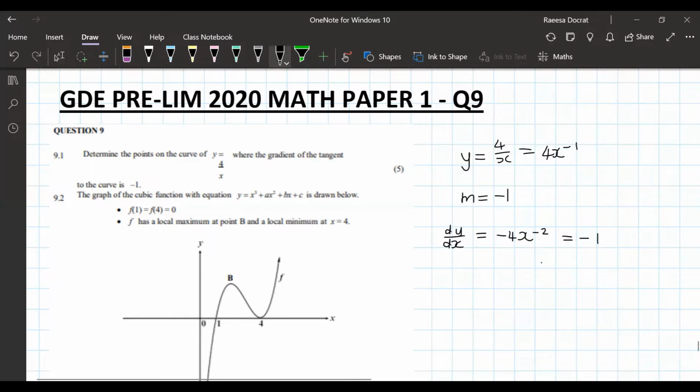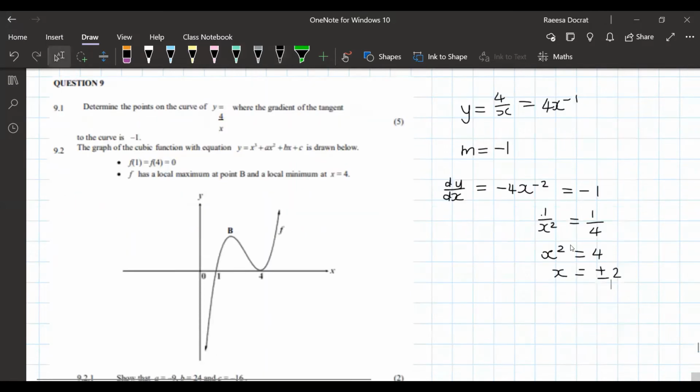So dividing both sides by -4, you get that 1/4 is equal to x squared. Flipping both sides over, you get x squared is equal to 4. So x is equal to plus or minus 2. So that is the x coordinate. So there's 2 points where the gradient of the tangent is equal to -1, and the x coordinates are 2 and -2. So how do we get the y coordinates if we know the x coordinates?